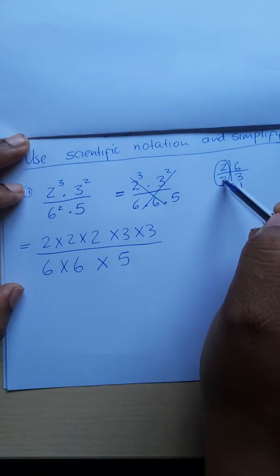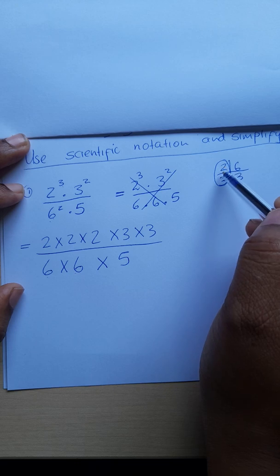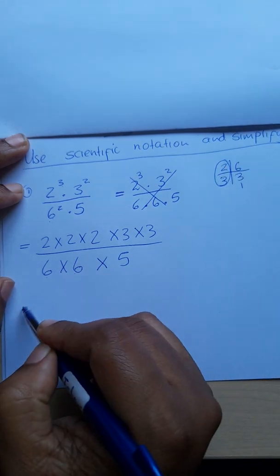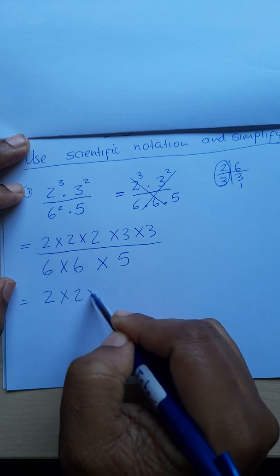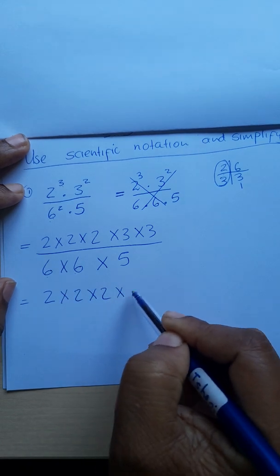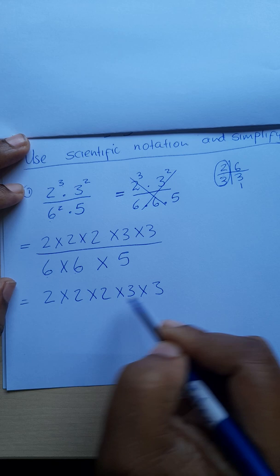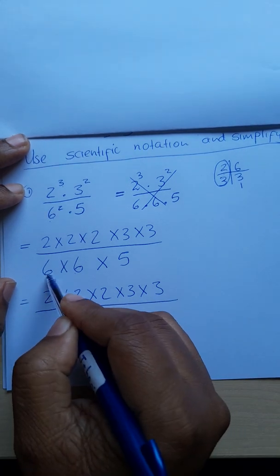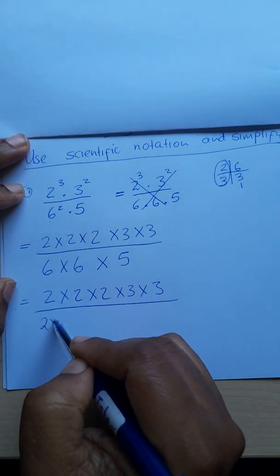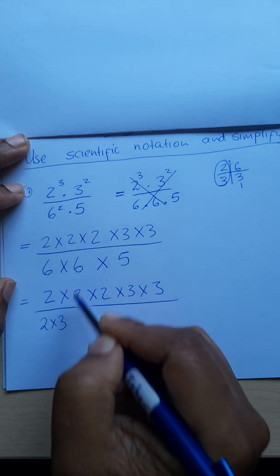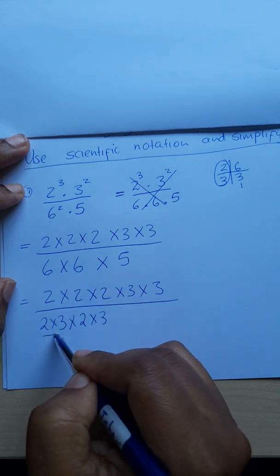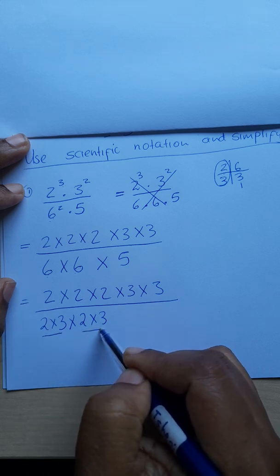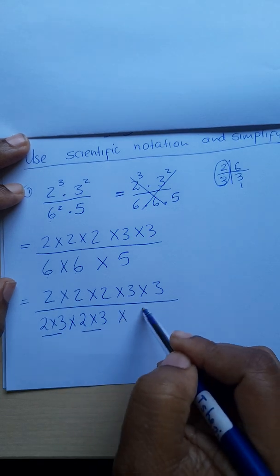We must represent it with the product of its prime factors. So we'll continue. We'll write the same at the top because all the bases are prime numbers. When we come to the bottom, the first 6 will be 2 times 3, and the second 6 will also be 2 times 3. You see that? This is for the first 6, this is for the second 6, and then times 5.